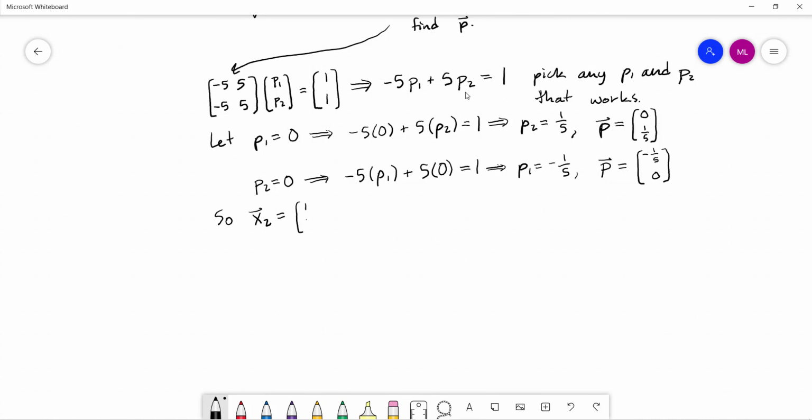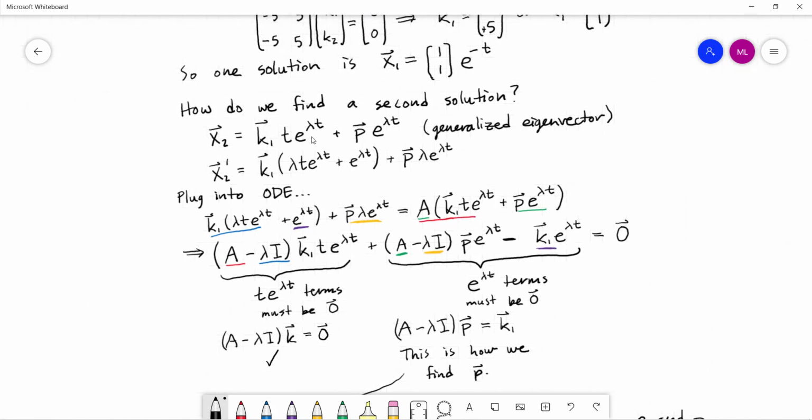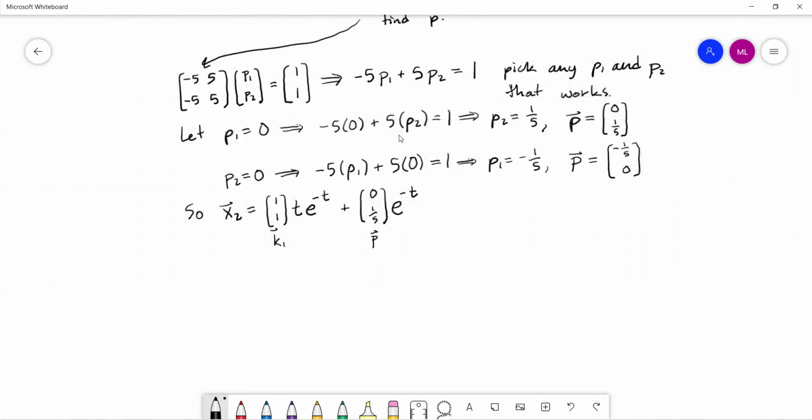eigenvector. So it's going to be 1, 1 times te to the lambda t, so te to the negative t, plus p, which we just found is either of those. Let's do 0 and 1/5 times e to the negative t. So there's what x2 should be, right? There's p, there's our k1, and it just takes this general form that we prescribed up here. That's basically just what you need to memorize. And again, our generalized eigenvector right there is that value p that we found.